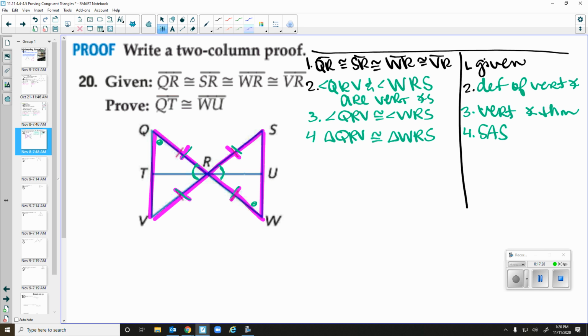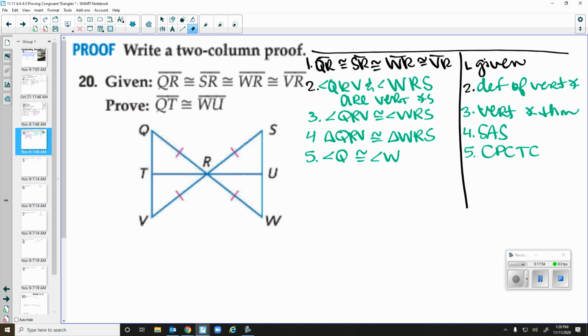The whole purpose of that was to be able to create a way to show we have our angle Q congruent to angle W. Because of that CPCTC. Because now I'm going to go back and erase all this. What we were just able to prove is that these are congruent.